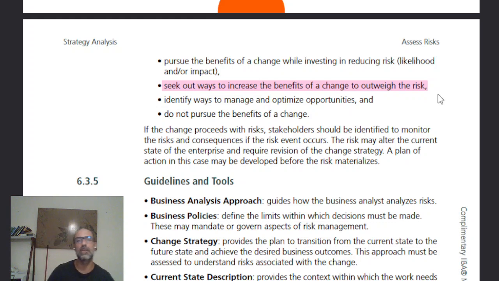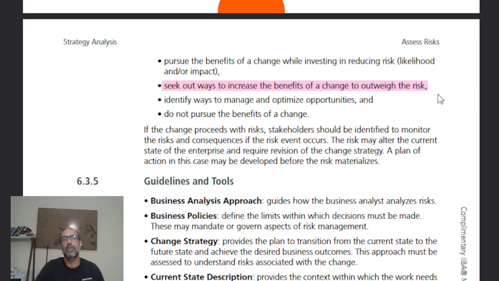So identify ways to manage and optimize opportunities, or do not pursue the benefits of a change. If we're not prone to risk taking, then ultimately we're saying, oh, it's risky, we don't want to do anything about it. So stop. If the change proceeds with risks, stakeholders should be identified to monitor the risks and consequences if a risk event occurs. So ultimately, documentation from their side as well is important in order for us to not shoot ourselves in the foot.